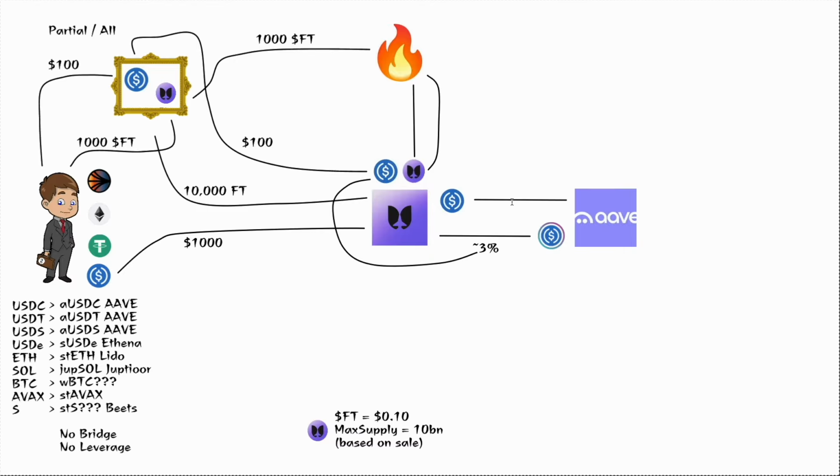So as you can see, based on what we have so far, he's guaranteed to be able to take his original assets out, and he's most likely able to take out FT at a price higher than 10 cents, as long as he waits for some of these yield farms to generate some yield and start buying and burning the tokens.